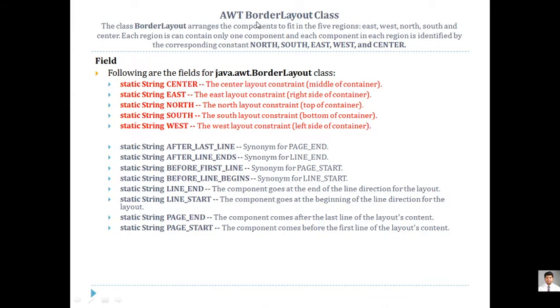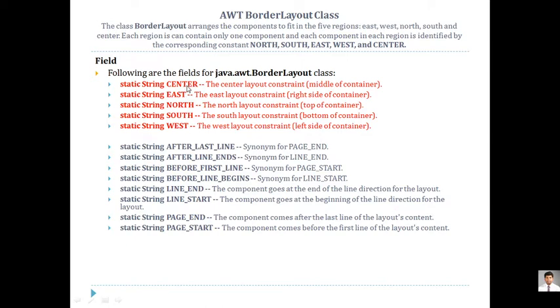So we are now using this border layout. Border layout is a part of AWT, so 100% it is in java.awt.BorderLayout, and different constant values are used for the purpose of adding those elements: north, south, east, west, and center. These are the 5 constant values which are used for border layout.